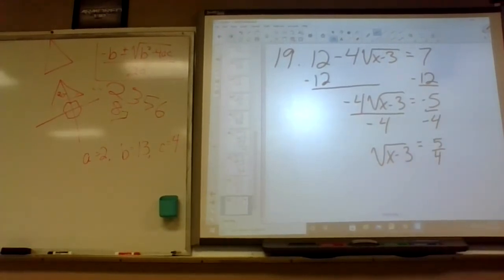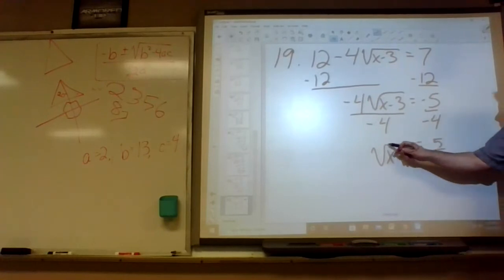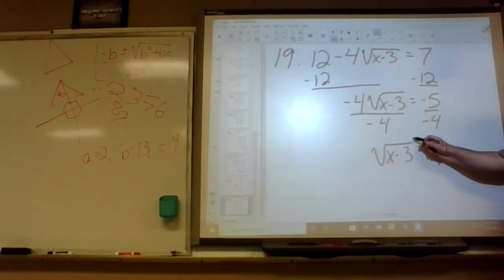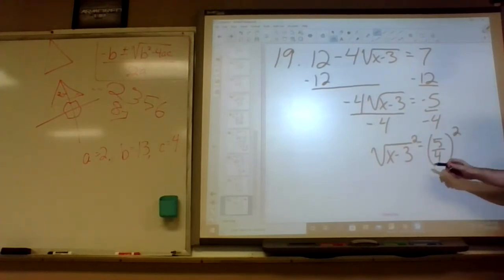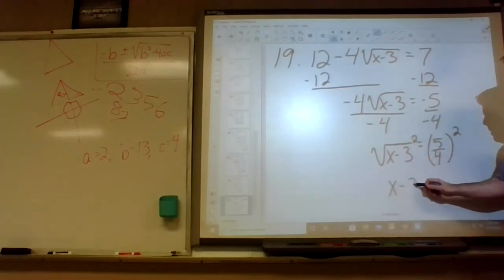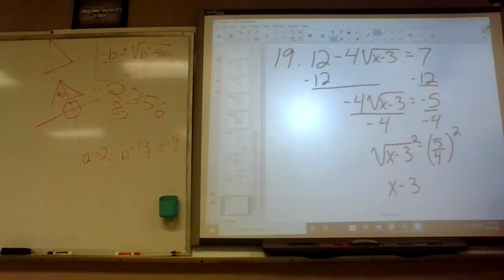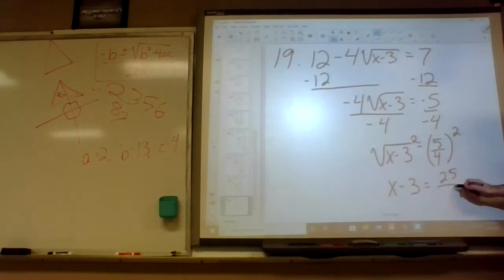Is it just me or has the square root of x minus 3 been the thing for the past 15? Yes, and that's the answer. Now what? Square it. So 25 over 16. When you square a fraction, remember multiplying fractions, you just do top times top, bottom times bottom. So really it's just 5 squared and 4 squared. So it's 25 over 16.